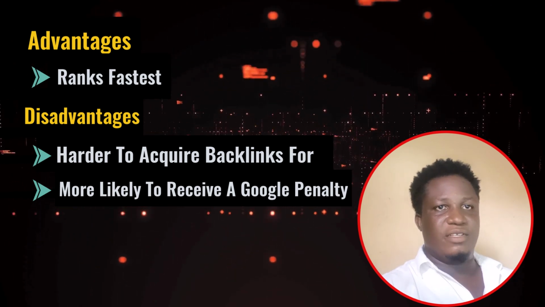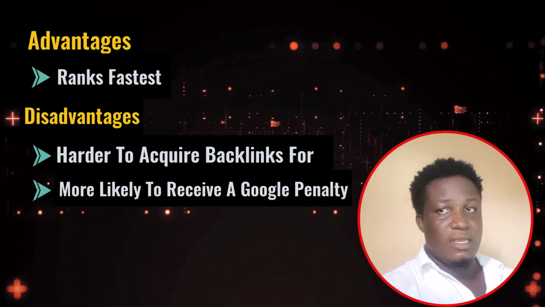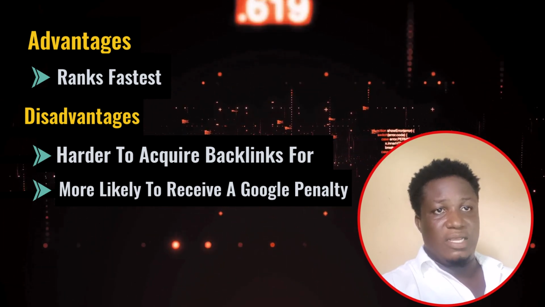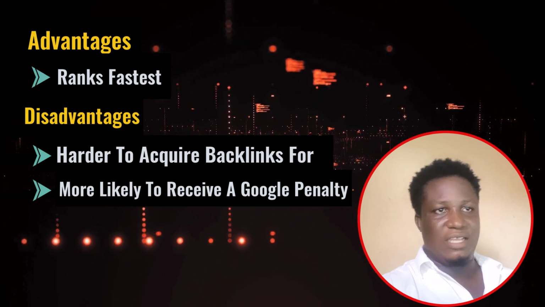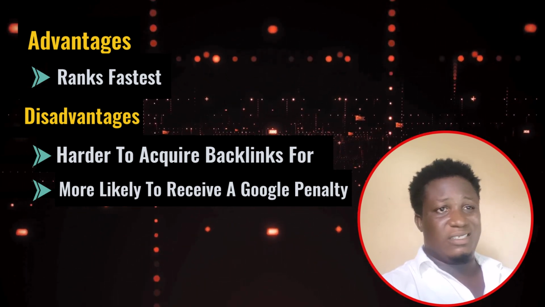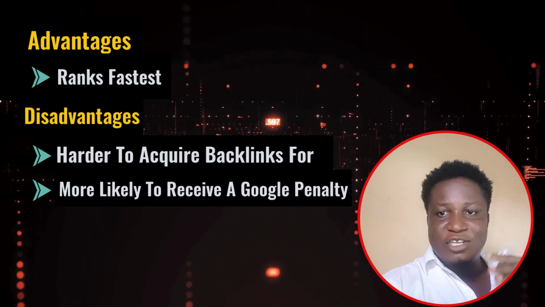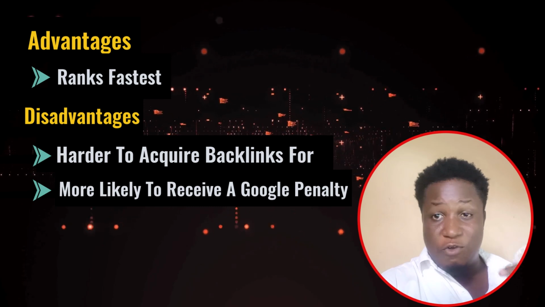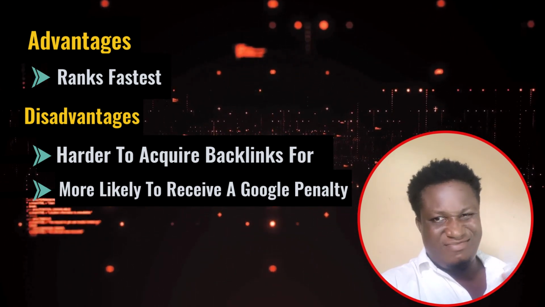When you have an EMD, you are more likely to receive a Google penalty, as you are going to be getting more links linking to your website that are mentioning the keyword you are trying to target, which means it is a lot easier to over optimize your website. So it can look like you are overusing the keyword, which is not good at all.